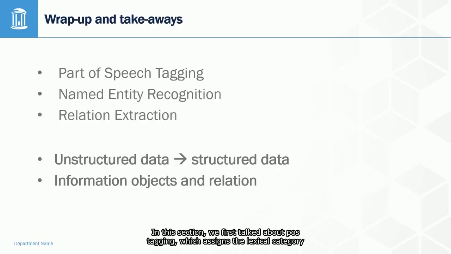In this section, we first talked about the POS tagging, which assigns a lexical category to each word to distinguish them among the sentence. We also talked about the NER, which labels entities with a predefined meaning. Lastly, we talked about the syntactic dependency structure and how to use it to extract subject-object relation. These 3 tasks are essential components of text mining and natural language processing. They help us turn unstructured data to a structured format and identify important information objects and their relations.